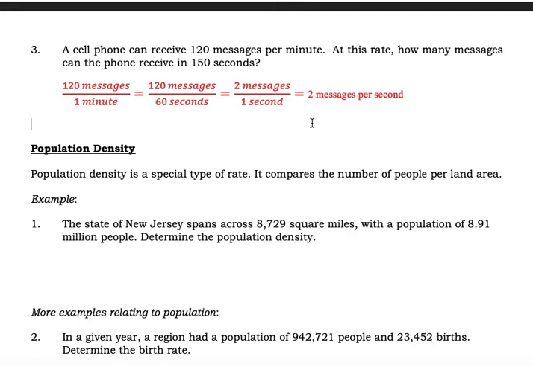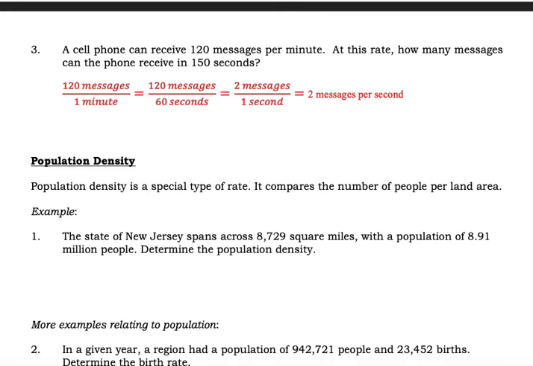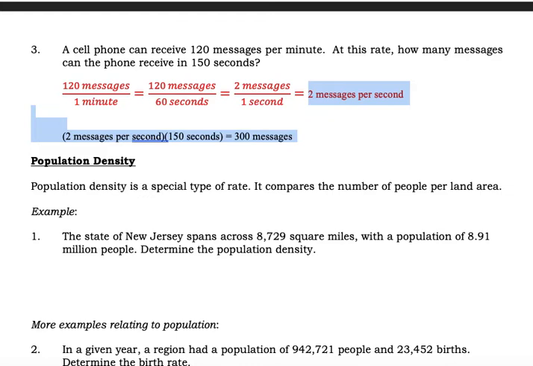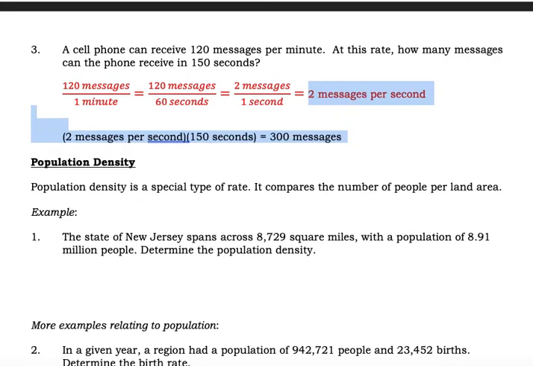So now the next step would be the same as the previous problem. If the phone can receive 2 messages every single second, and I want to determine how many messages it can receive in 150 seconds, I would just multiply 2 messages per second times 150 seconds equals 300 messages. So that would be the answer.